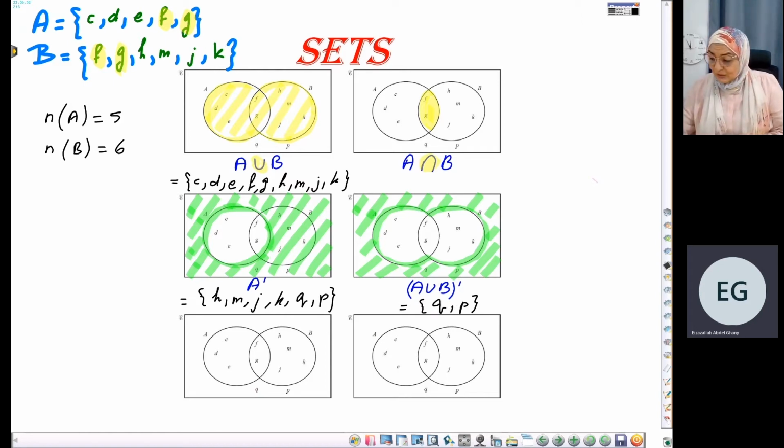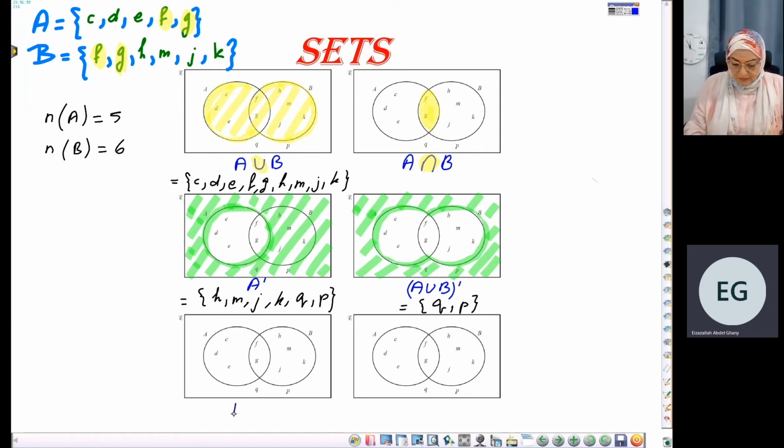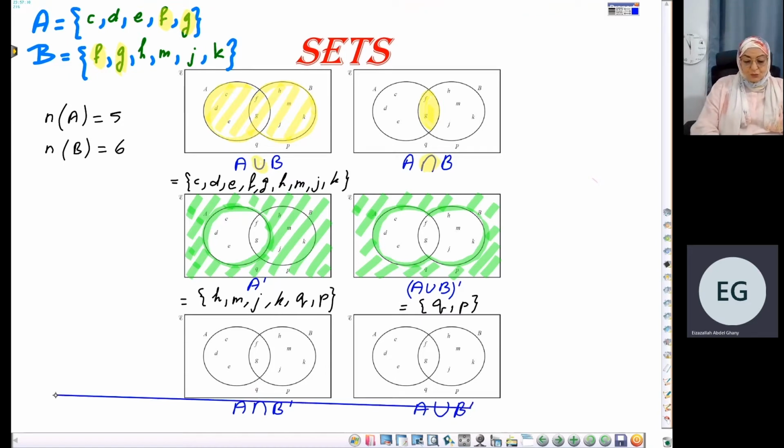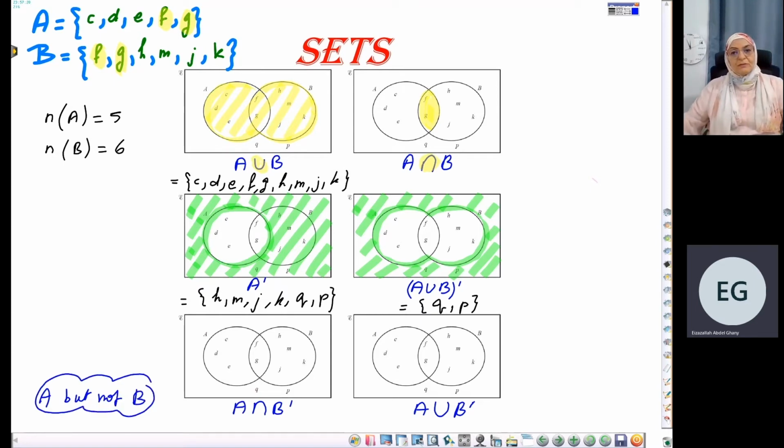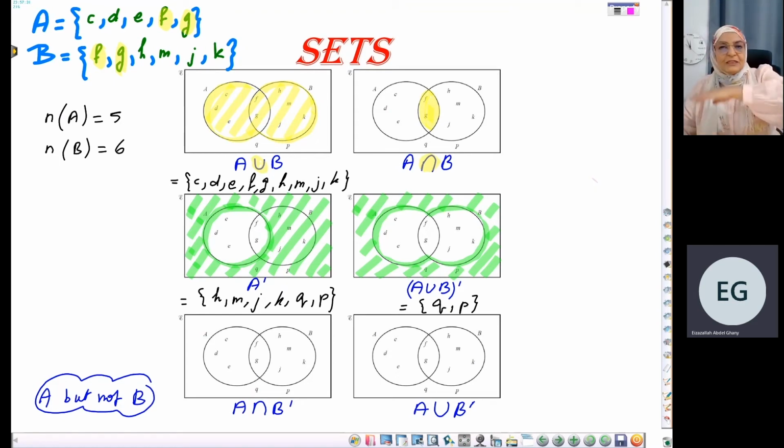Next, we'll learn two operations. Please don't mix them up. One of them is A intersection B dash, and the other one is A union B dash. They are completely different. A intersection B dash, we pronounce it like A but not B. It means we need elements of A but cover B, because we need nothing from B.